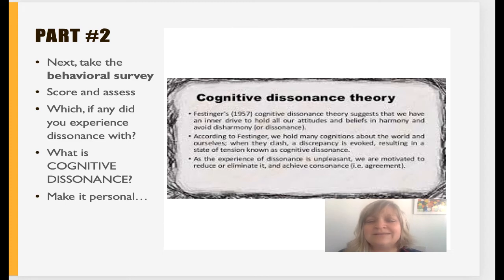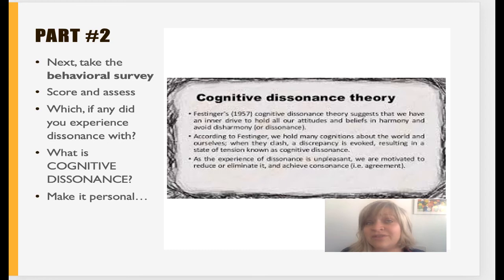So what is dissonance then? Why am I getting points if my behaviors align with my attitude? Well, here's a definition of cognitive dissonance. In 1957, Festinger came up with the theory of cognitive dissonance, which suggests that every one of us has an inner drive to hold our attitudes and beliefs in sync, basically in harmony with one another, to avoid disharmony, or what is considered dissonance.